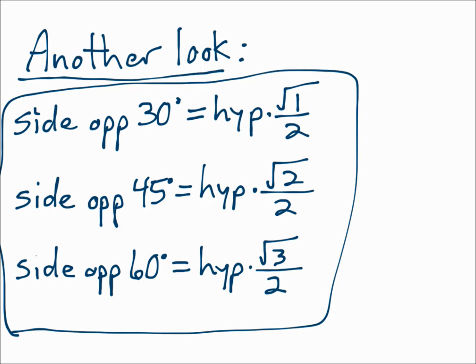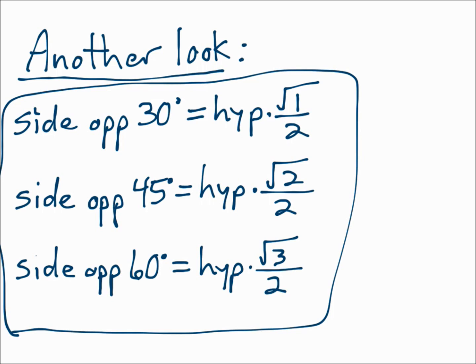Another way to look at these formulas, and this is if you combine both of the triangles, the 45, 45, 90 and the 30, 60, 90. The side that's opposite the 30-degree angle is the hypotenuse times the square root of 1 over 2. And we know the square root of 1 is just 1, so it's really the hypotenuse times 1 over 2. But we'll leave it the square root of 1 over 2 so you can see how the pattern works.